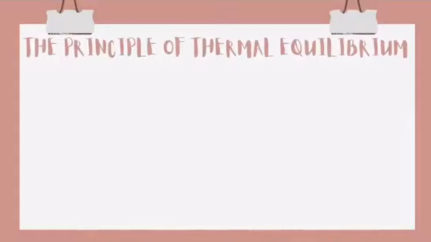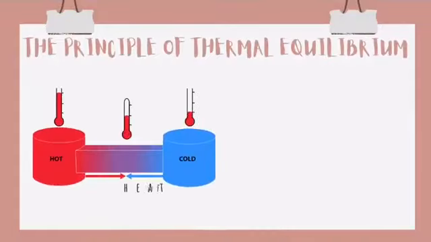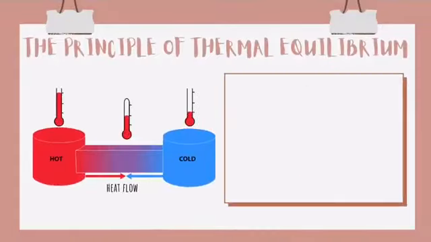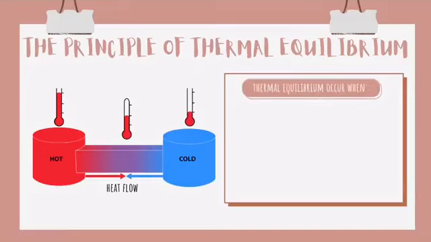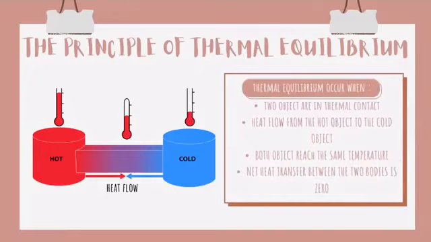So next, the principle of thermal equilibrium. As you can see, thermal equilibrium occurs when two objects are in thermal contact. Heat flows from the hot object to the cool object. Both objects reach the same temperature and suddenly the net heat transfer between the two bodies is zero.